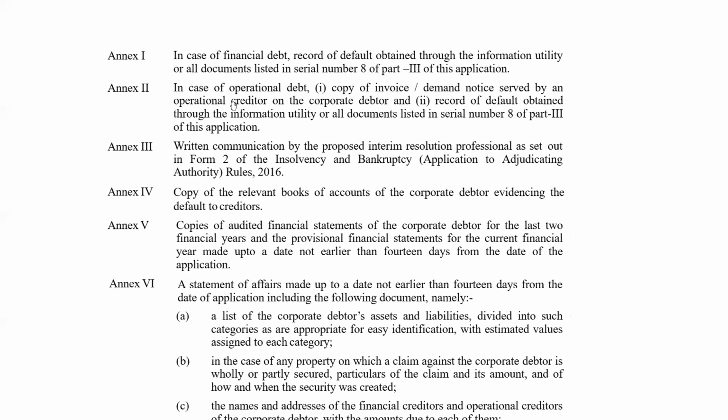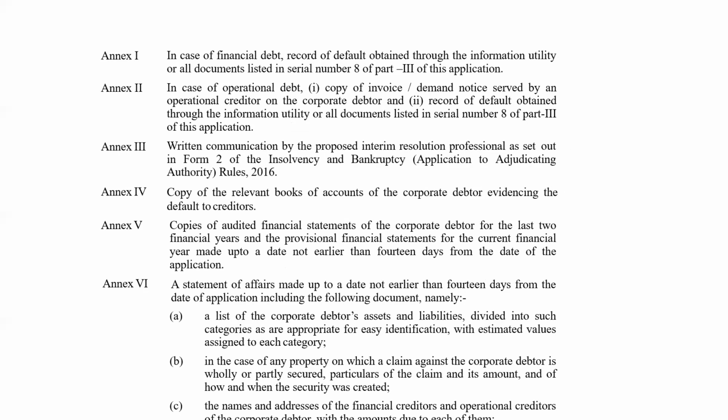Second, in case of operational debt, a copy of the invoice, demand notice served by an operational creditor, and record of default obtained through the information utility, or all documents listed in serial number 8. Then written communication by the proposed IRP as set out in form 2. So here the consent of the IRP also has to be taken. Then a copy of relevant books of account of the corporate debtor evidencing the default to creditors. This also has to be attached.